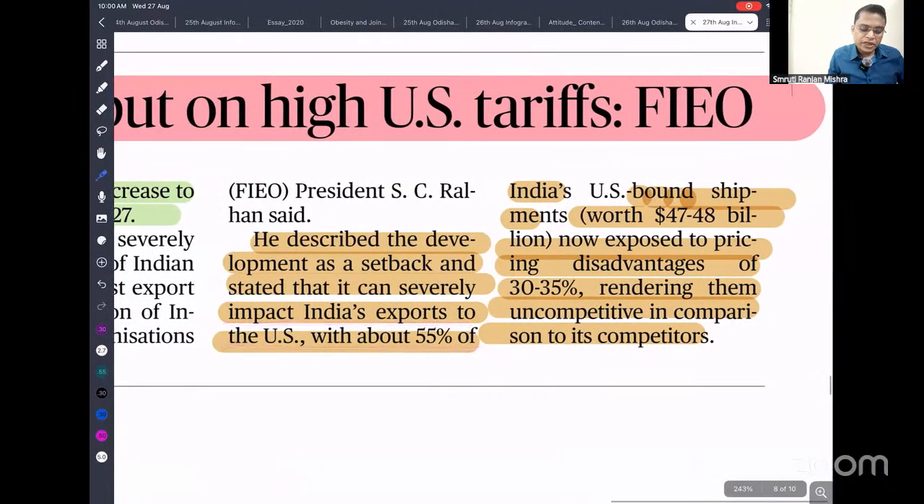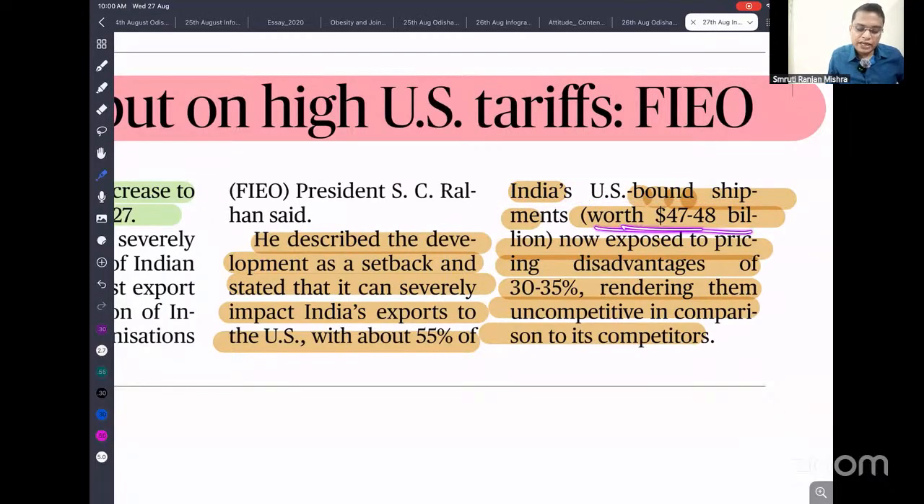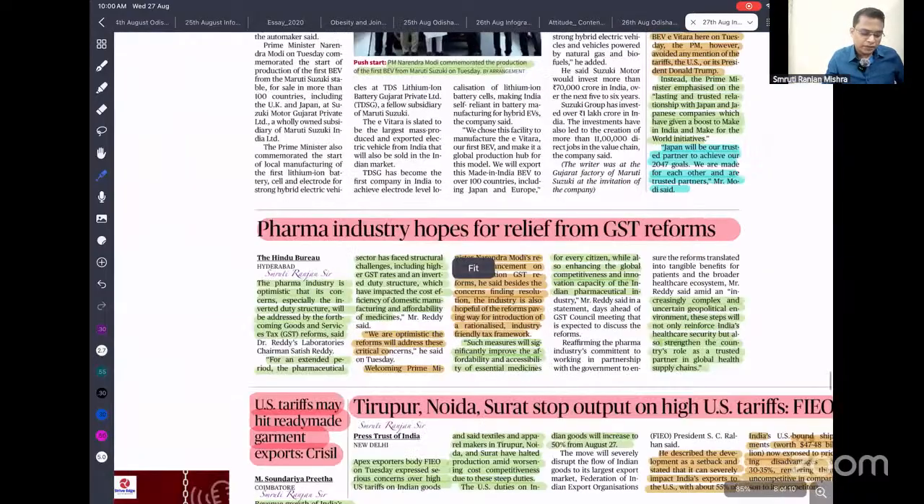About 50% of India's US-bound exports, around 47 to 48 billion, are now exposed to a tariff range of 30 to 35%. So our products will be costlier in the US market compared to competitors like Bangladesh and Vietnam. That is the impact that is going to happen.